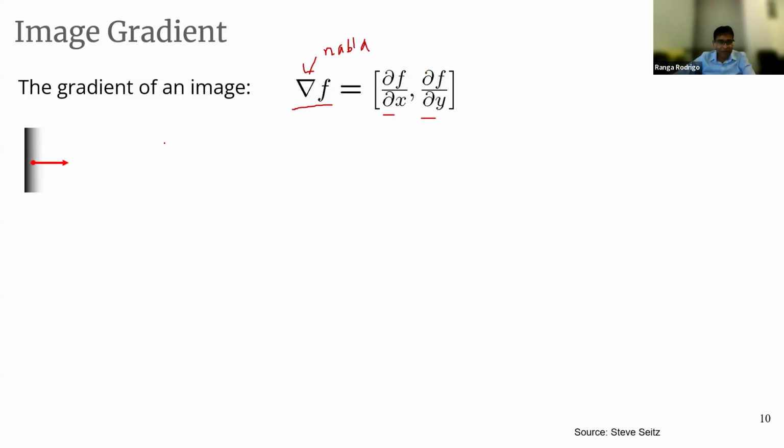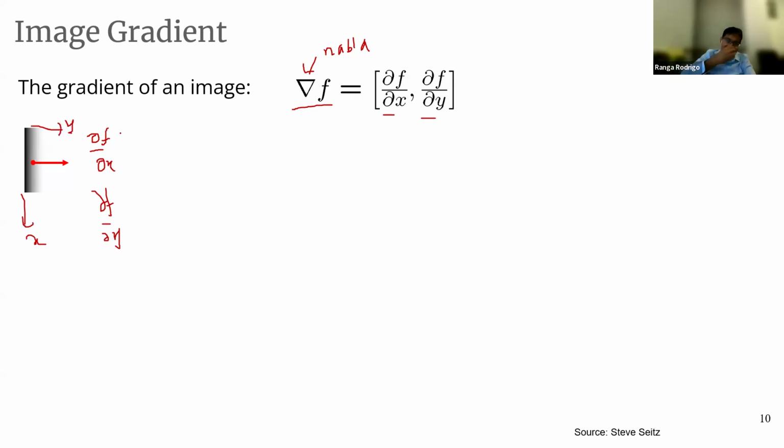So okay, let's look at this grad of f. Now if you take this edge, which one is a non-zero number, which is a zero number? Partial derivative of f with respect to x or partial derivative of f with respect to y, which is non-zero? Remember, this is the x direction and this is the y direction.